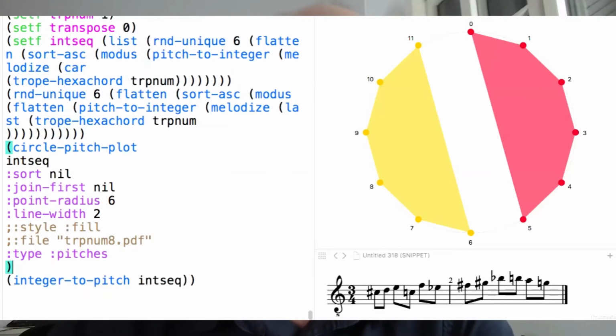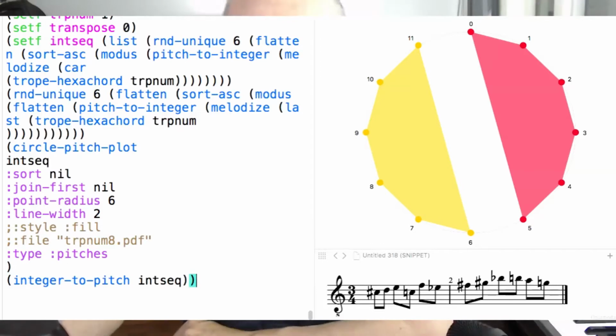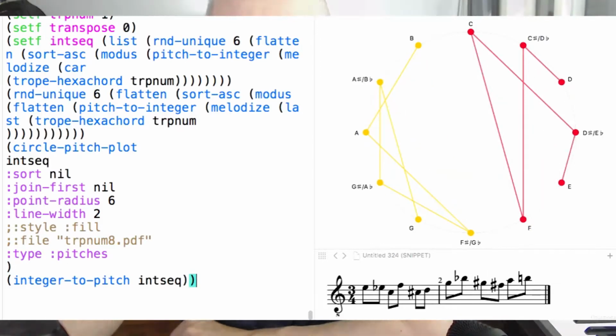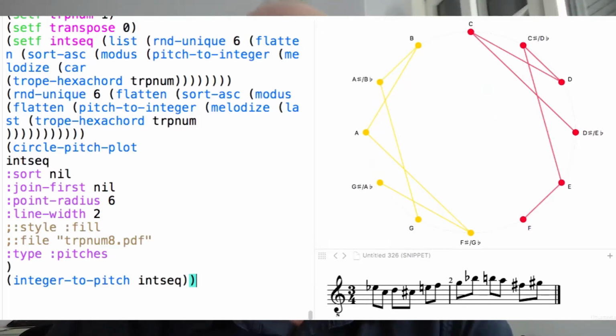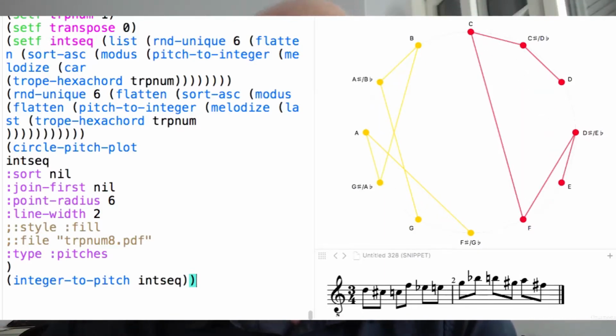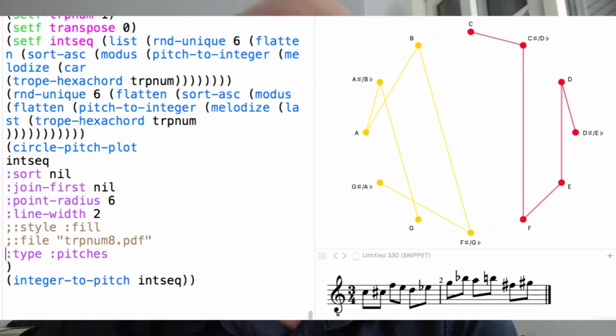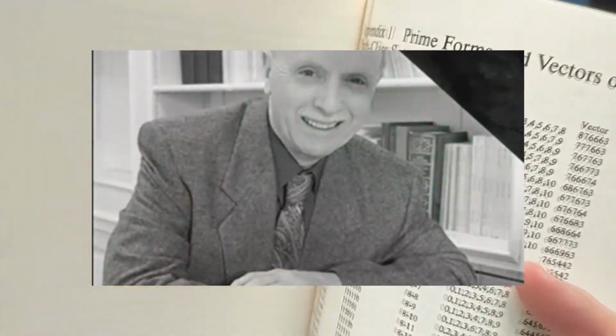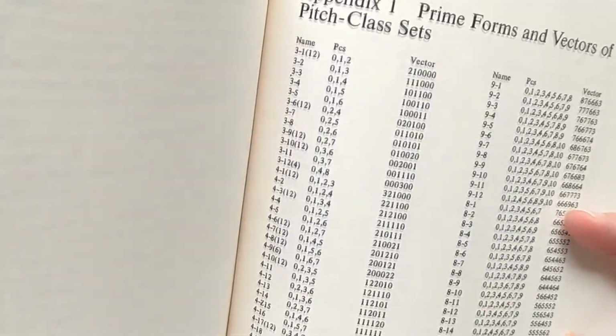Trope number 1, for example, includes all rows or series in which C, C-sharp, D, D-sharp, E, and F in any order occur in the first half of the row and F-sharp, G, G-sharp, A, A-sharp, and B occur in the second half. In 1973, Allen Forte did the summary of all harmonic structures available in the 12-tone tempered system.